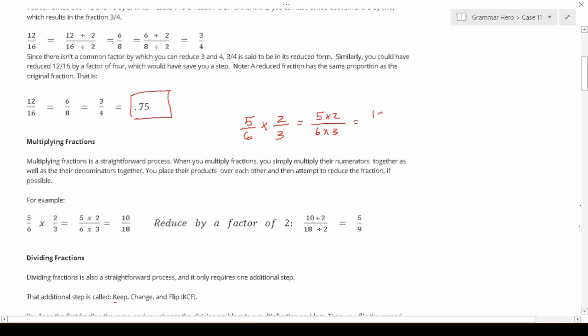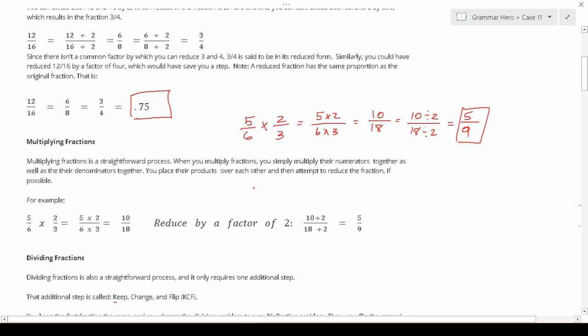5 times 2 is 10. 6 times 3 is 18. Now, we've done the multiplication of the fractions. Now we just need to reduce it. So let's go ahead and divide 10 by 2 and 18 by 2. 10 divided by 2 is 5. 18 divided by 2 is 9. So now we have the fraction in reduced form.